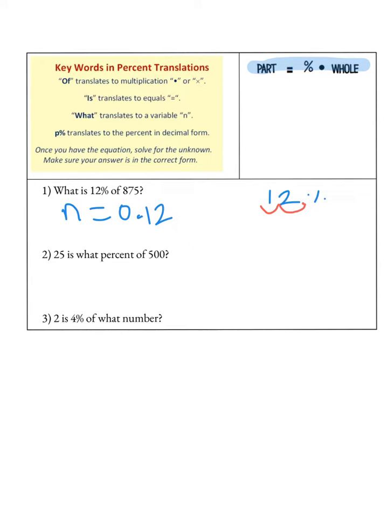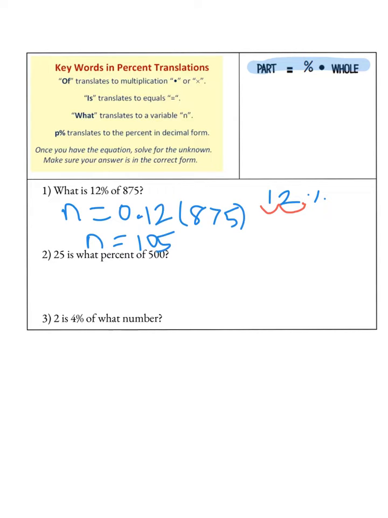All right, so I'm going to take that 0.12 and now I'm going to multiply it by the whole number. And the whole number is 875. So in your calculator now, you can type in 0.12 times 875. And you should get that n is equal to 105. So 12% of 875 would be 105.